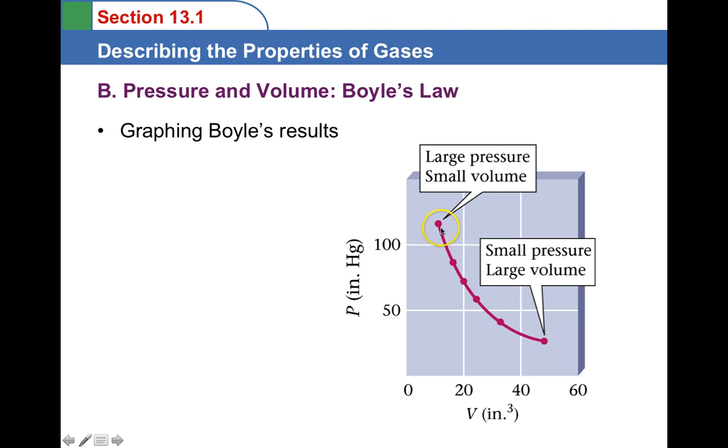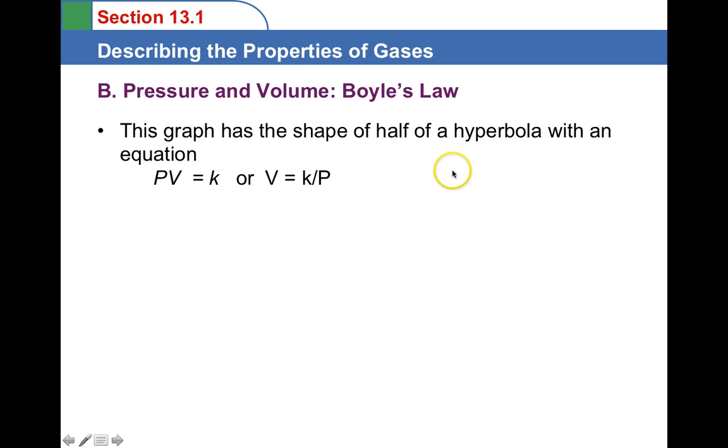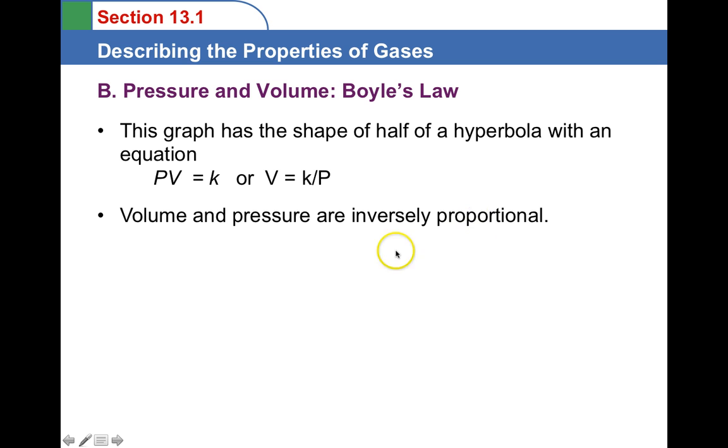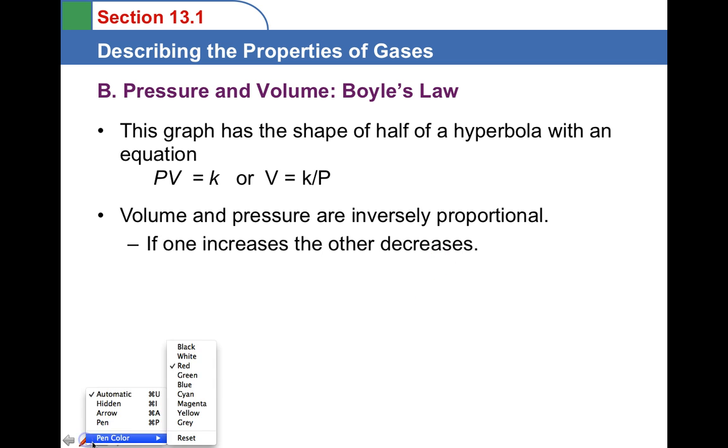Okay, if you have a large pressure, there is a small volume, and with a small pressure, we get a very large volume. Okay, the graph has the shape of a half of a hyperbola. It has a negative slope to it. Okay, so here is the big deal right here. Volume and pressure are inversely proportional. Okay, if one increases, the other decreases.